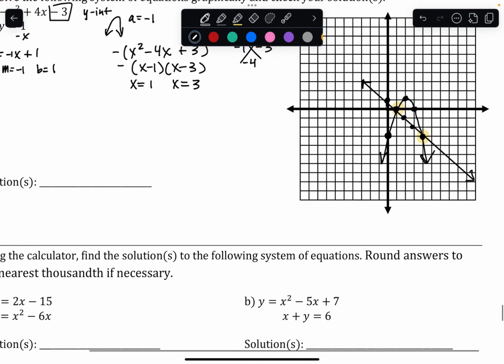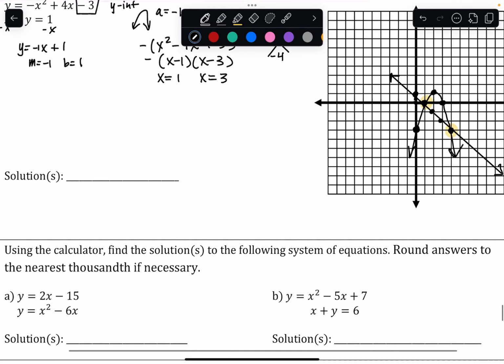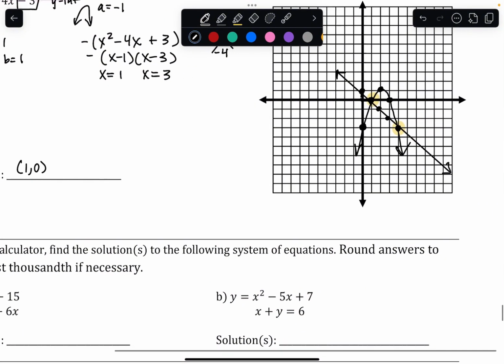One of them is (1, 0), the x-intercept, and the other is (3, negative 3).